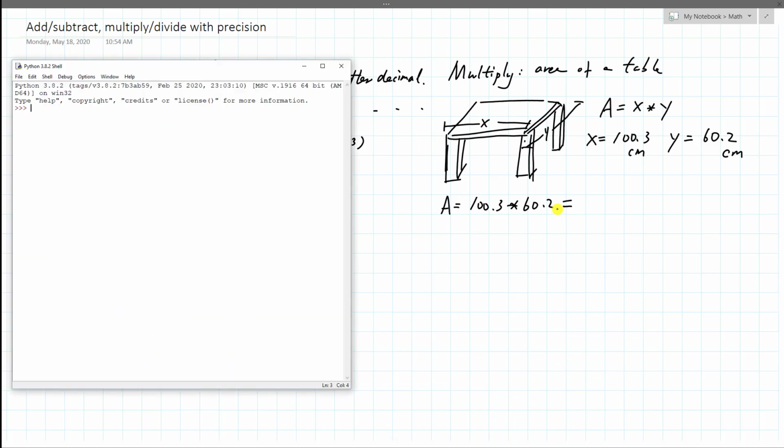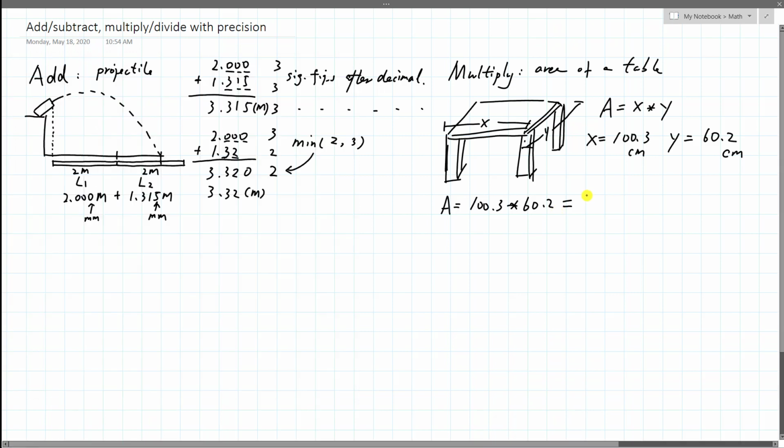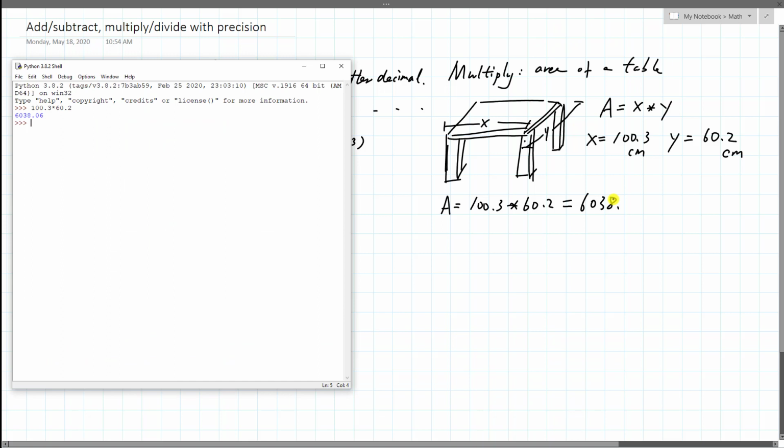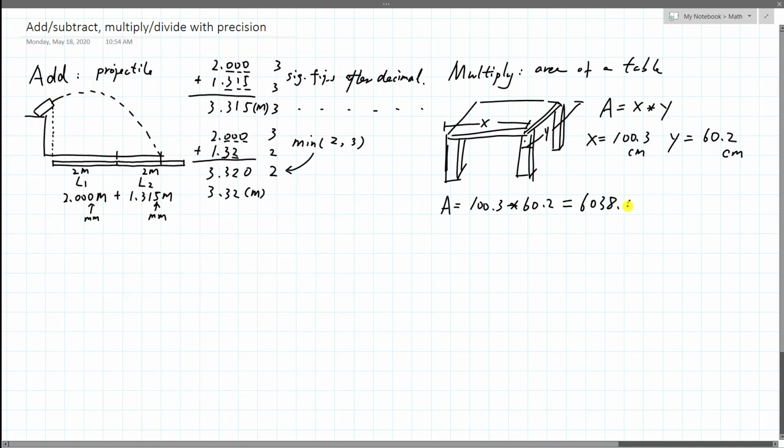Okay, I just got my Python calculator. So 100.3 times 60.2. Okay, we have about 6,000. Okay, 6038.06. So altogether I have 6 digits.